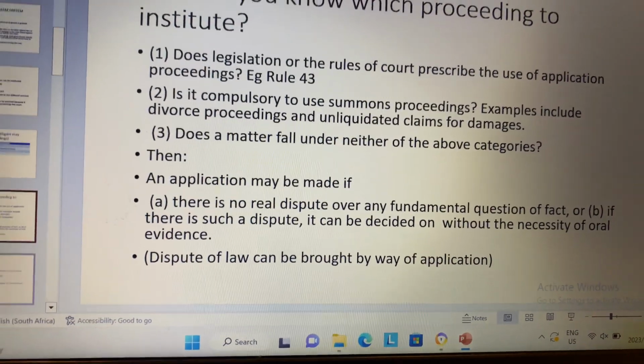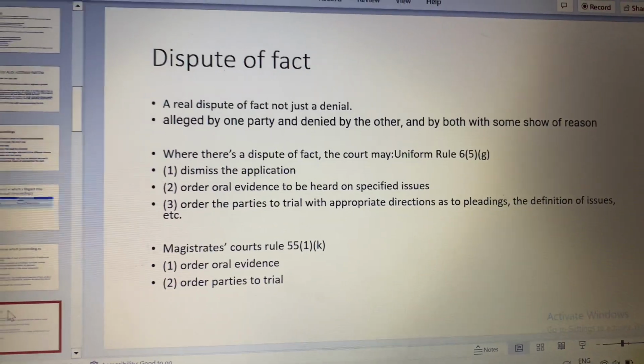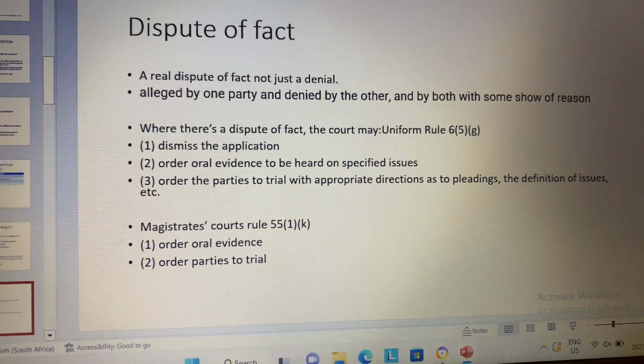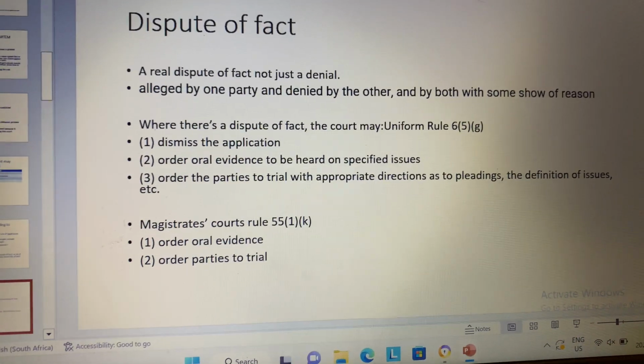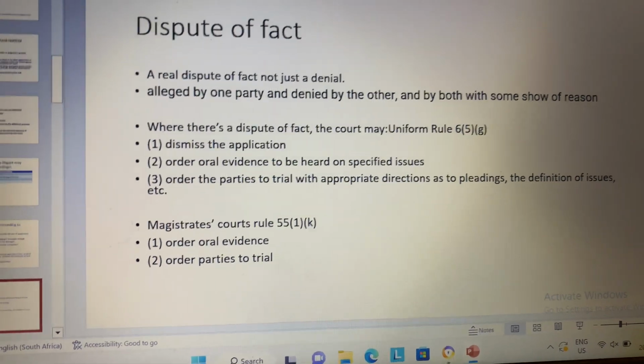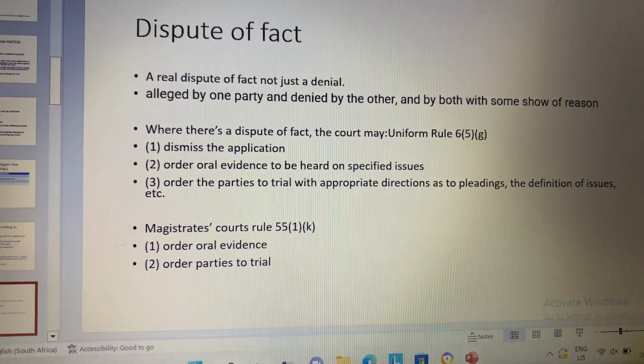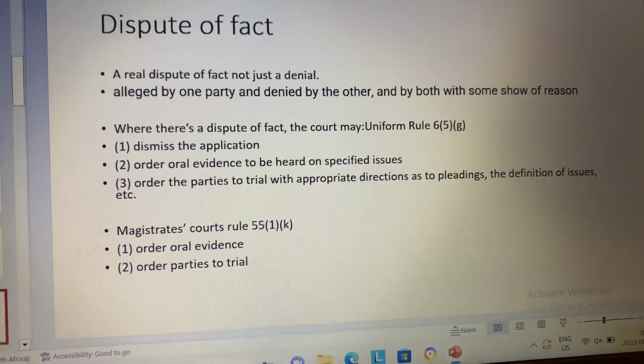So what do we mean when we say a dispute of fact? A dispute of fact is not just a denial. It's alleged by one party and denied by the other, and by both with show of reason. So both parties must have reason why they are disputing or why they are agreeing to that fact.